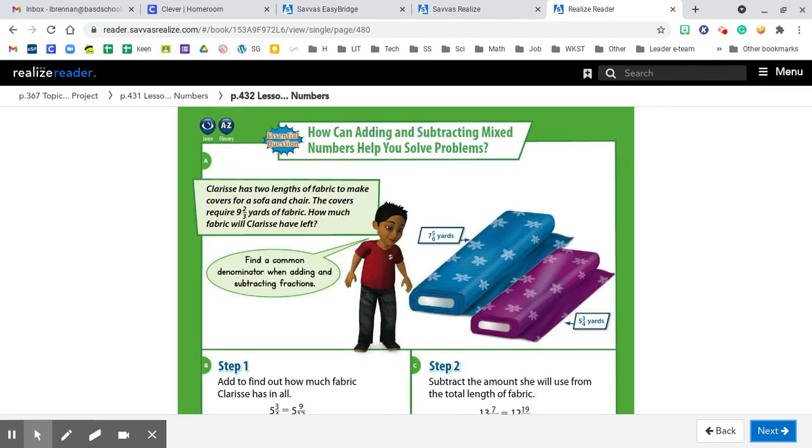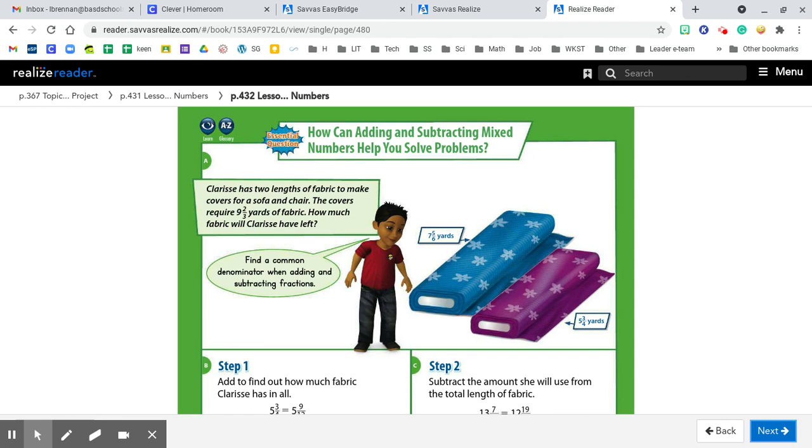Unless you can watch the video in Savvis. How can adding and subtracting mixed numbers help you solve a problem? Clarice has 2 lengths of fabric to make covers for a sofa and a chair. The covers require 9 2/3 yards of fabric. How much fabric will Clarice have left?